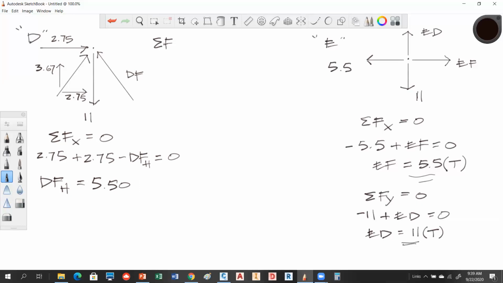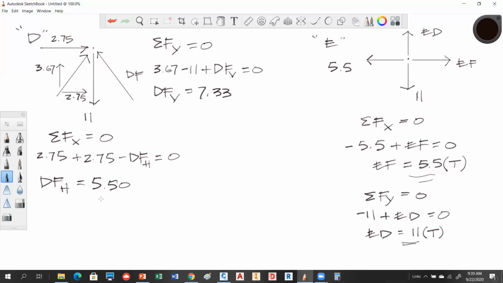Sum of forces in the y. So we have 3.67 up, minus 11 plus DFV has to equal 0. So we have 11 minus 3.67 gives me a negative 7.33. When it comes over, it's going to come over as a positive 7.33. Okay. So we have both the vertical and the horizontal components.